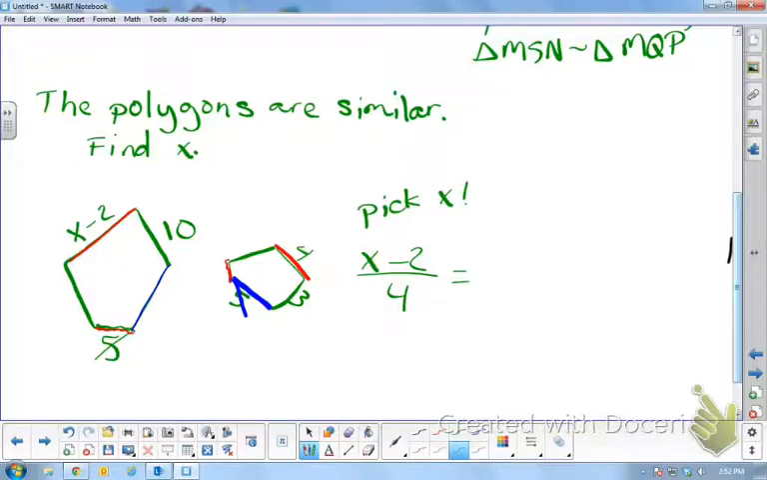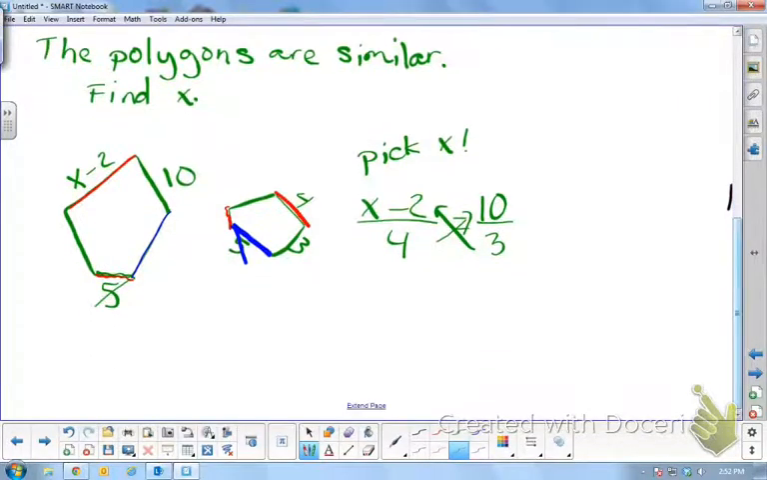So we started with x minus 2. We have to go from the same shape. So same shape, we would start with 10 over 3. Then we cross multiply and solve. When we cross multiply, we must multiply the 3 by everything over here. 3 times x is 3x. 3 times 2 is 6. 4 times 10 is 40.